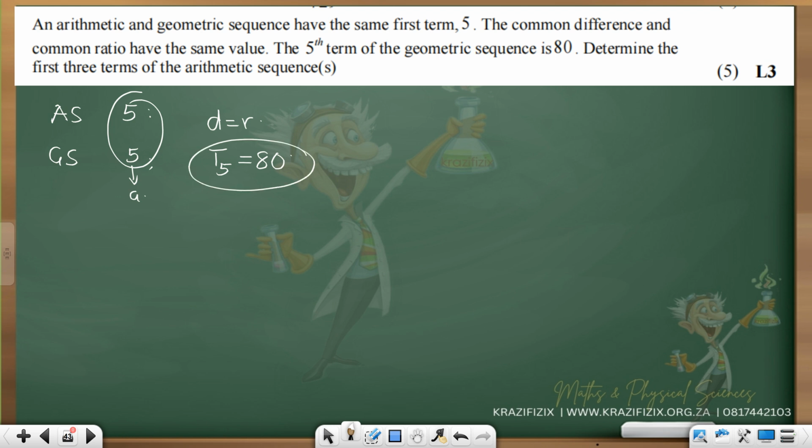Now, let's work with this. T5 of the geometric is A R to the power 4, which is 80. Oh, I think this is quite easy. Do we know A? Yes. 5 R to the power 4 equals 80. I thought it was going to be difficult. Divide both sides by 5, and we get 16. So what is R? The 4th root of 16. And I told you if it's an even root, what's the 4th root of 16? It's plus or minus 2. And that's the value of D as well.